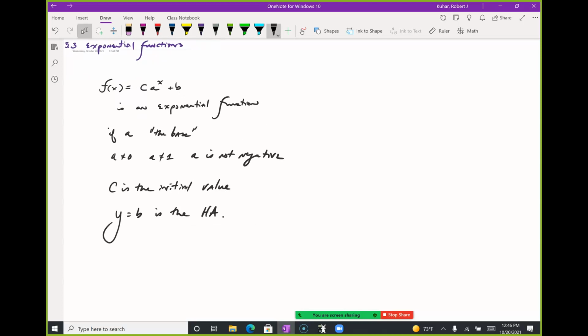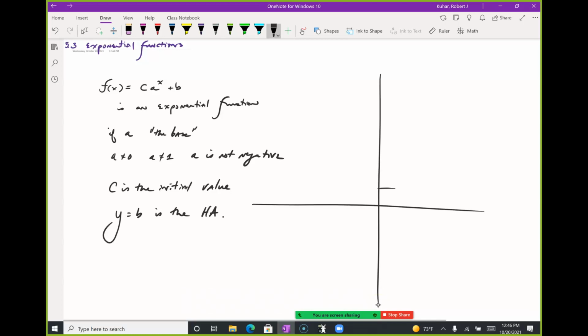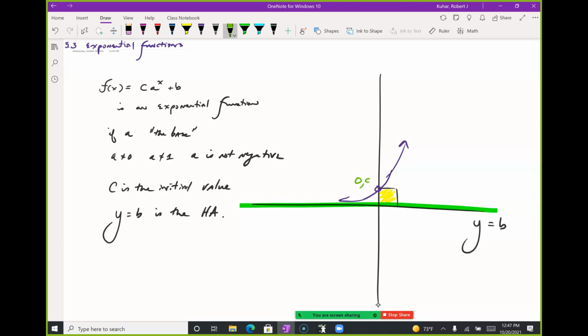In general, I'm going to see an exponential function with my same old mother function 1 by 1 box, right? This 1 by 1 box. I'm going to get this exponential function from here. I missed it. It's not easy to do. So I'm going to get that exponential function there and my asymptote there. So there's y equals b. There's the point 0, comma c. And there is my y equals c a to the x plus b.